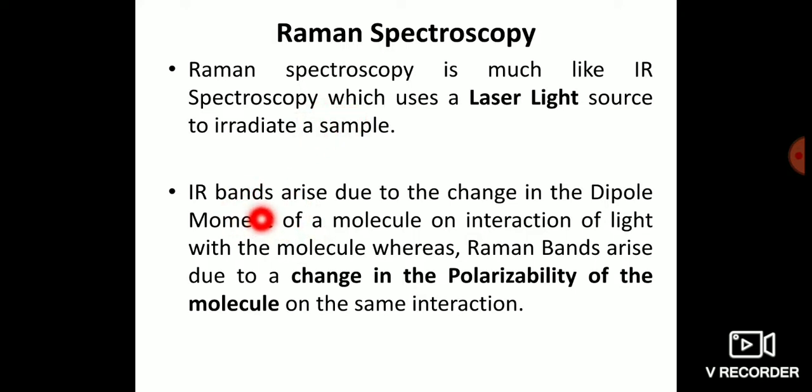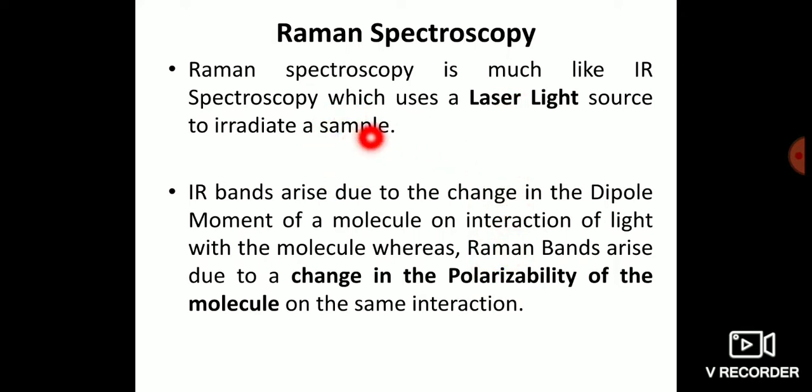Now IR bands arise due to the change in the dipole moment of a molecule, which we have already discussed, on interaction of light with the molecules, whereas Raman bands arise due to a change in the polarizability of the molecule on the same interaction. So what are the two basic differences that we can observe here?